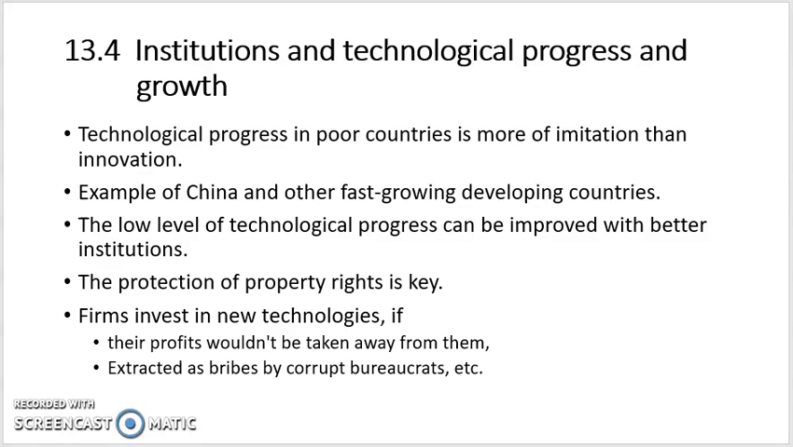So the answer is that, or rather, what most economists believe is that the main source of problems for poor countries in general lies in their poor institutions, in the sense that the low level of technological progress can be improved with better institutions, something that most developing or African countries don't have. So why are institutions so important as alluded to by economists?